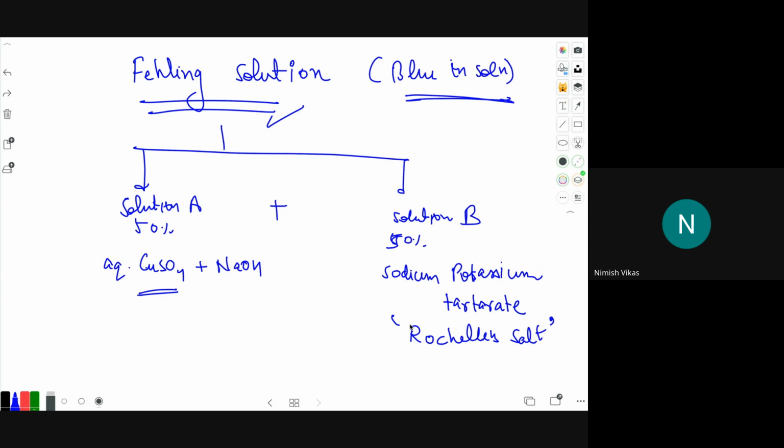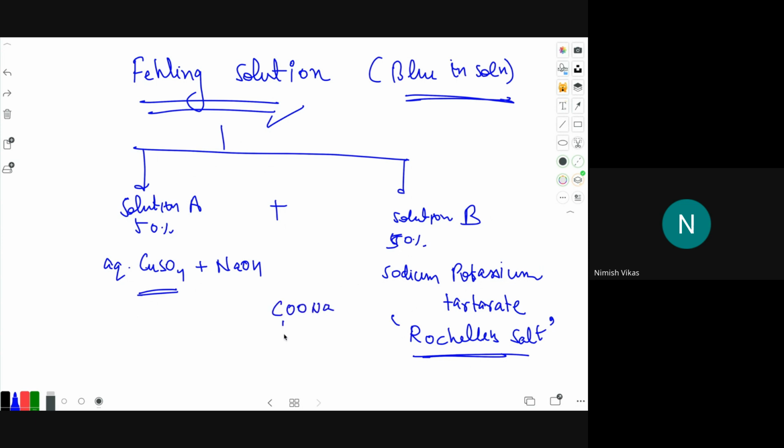Is that fine? We'll mix both of them. And what do you get? You are able to form Fehling's reagent, right? How does Rochelle salt look like? Sodium potassium tartrate. How does it look like? Like this.